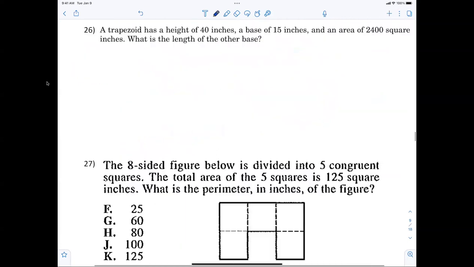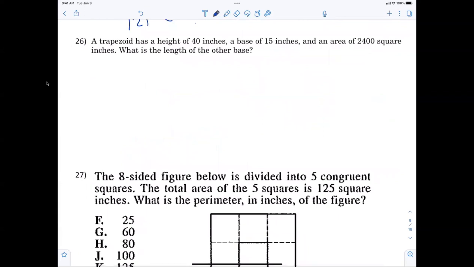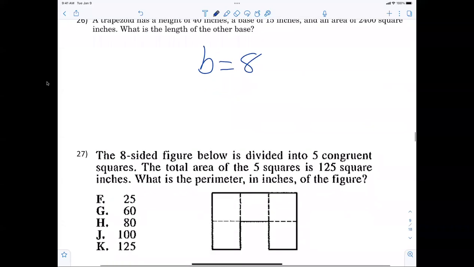All right, let's go. 26. This is just doing a little bit of algebra, correct? So what is the length of the other base? Somebody said 8. Do I need to do it? Wow, okay. What's going on? Can you do it? It's just algebra. Did you do it?